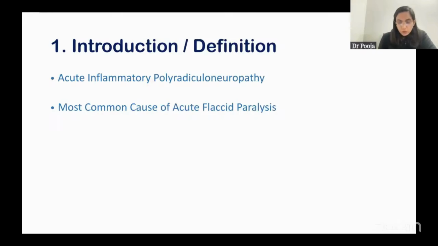Topic for today, which is Guillain-Barré syndrome. So a simple definition for this. So what is Guillain-Barré syndrome? It is an acute inflammatory polyradiculoneuropathy. Okay, so just one sentence and that gives you the definition of Guillain-Barré syndrome.